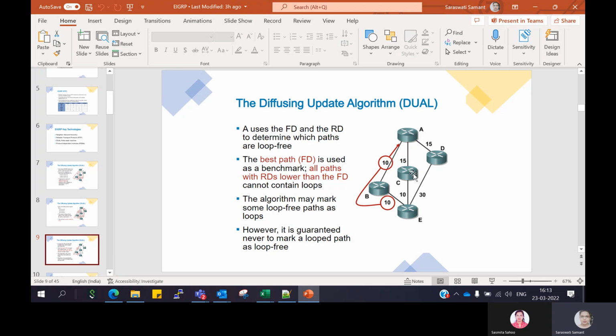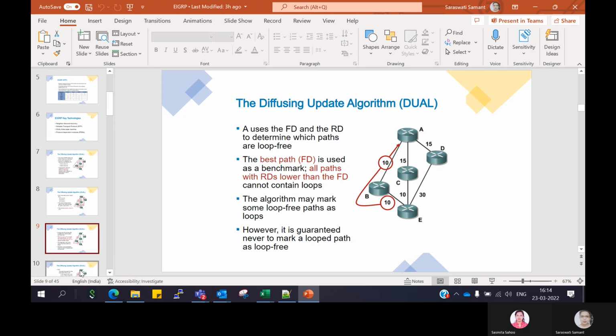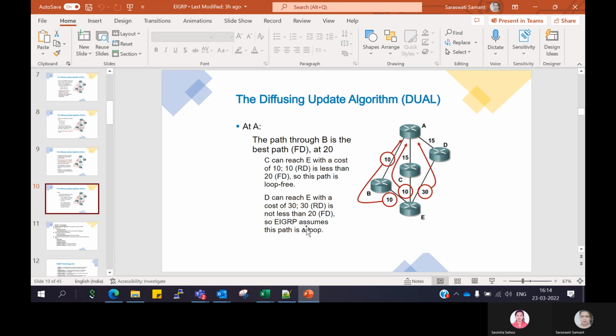What's going to be the feasible successor? The one which is going to be a bit larger than the feasible distance. So this is a bit larger. So this is going to be the backup one, the feasible successor, 15 plus 10. It will not be considering this path. So this is going to be the loop free path.